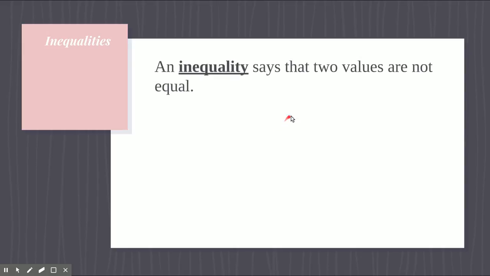Now, inequalities are a little bit different than equations. They say that two values or two expressions are not equal. For instance, it might say something like x is greater than 5. So the left side doesn't necessarily equal the right side. In fact, it's saying whatever is on the left side is going to be greater than 5. Another might be x is less than 12. So that left side is now going to be less than that right side.